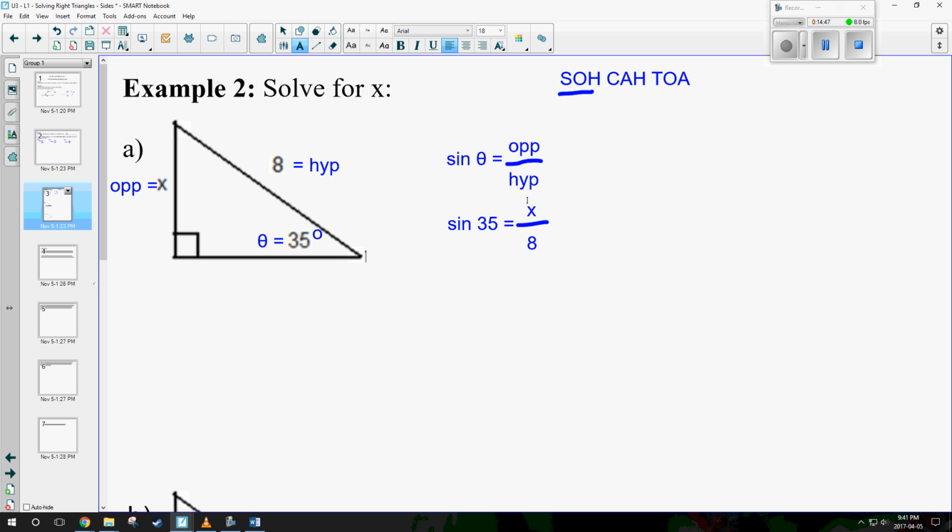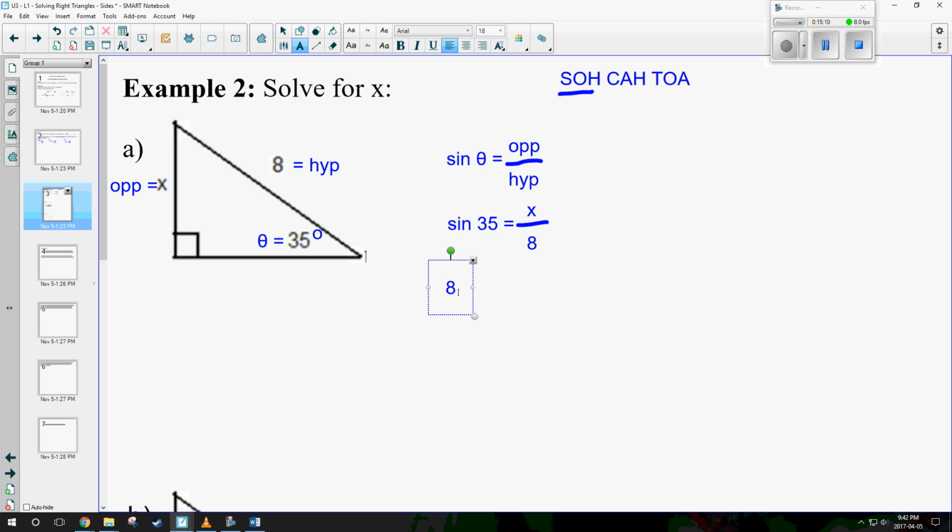And we're trying to solve for x, so we want to get x all by itself. So we need to look at how we get rid of this 8 so that x is all by itself. Well, because 8's on the bottom, that means we're doing x divided by 8. And remember, to get rid of numbers, we always do the opposite. So that means we have to multiply both sides by 8.